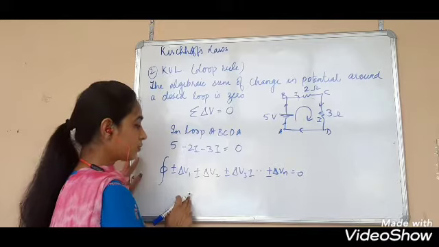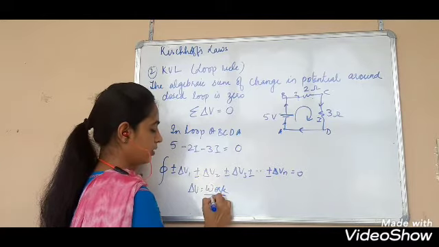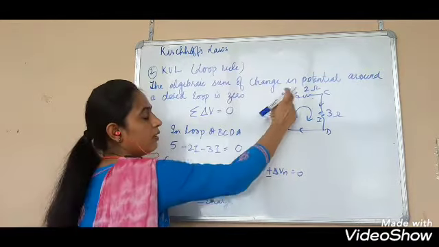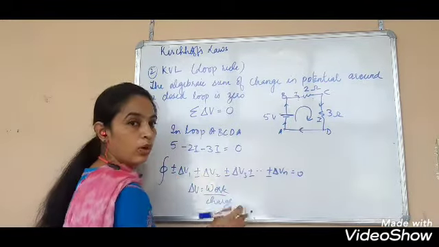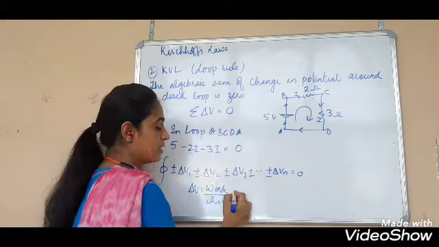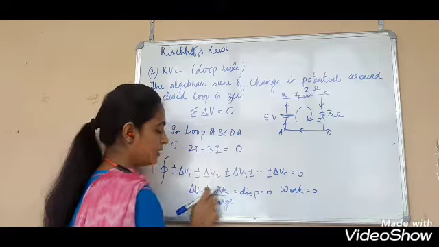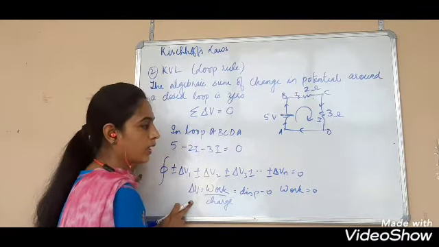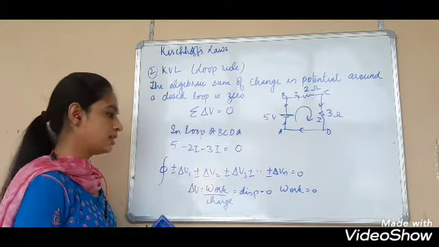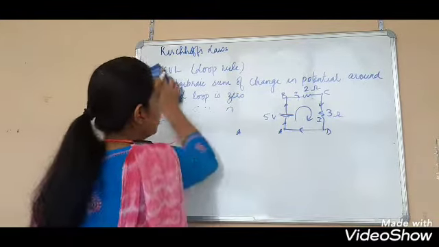Now, one more. We have also learned that delta V is work done per unit charge. By going once round the closed loop, work done is 0 because displacement is 0. You are starting from A and coming back to A, so displacement is 0, that is, work done is 0. If work done is 0, the change in potential will be 0. So remember, this is based on the law of conservation of charges, and I've given you the reason why delta V is 0.